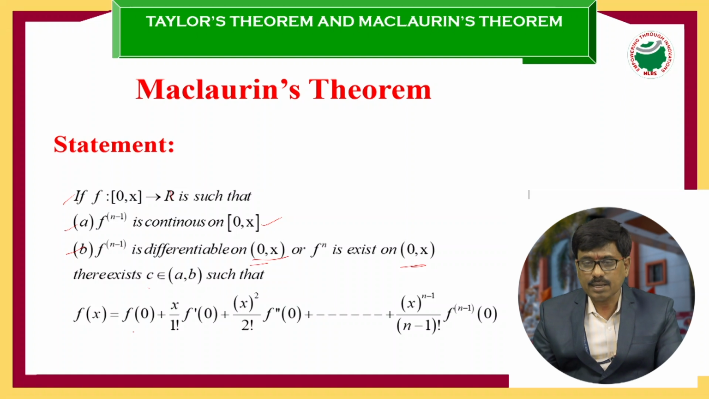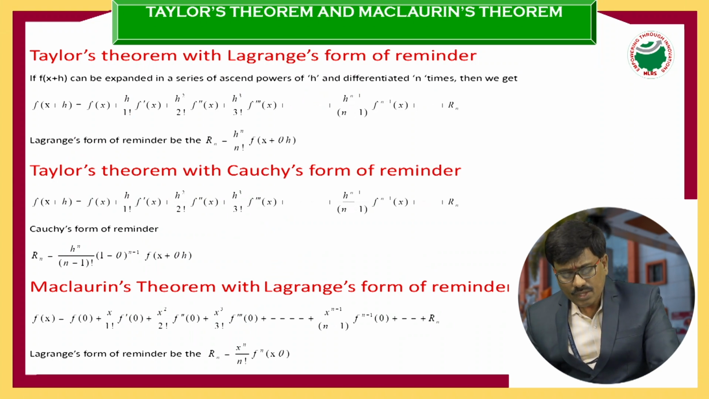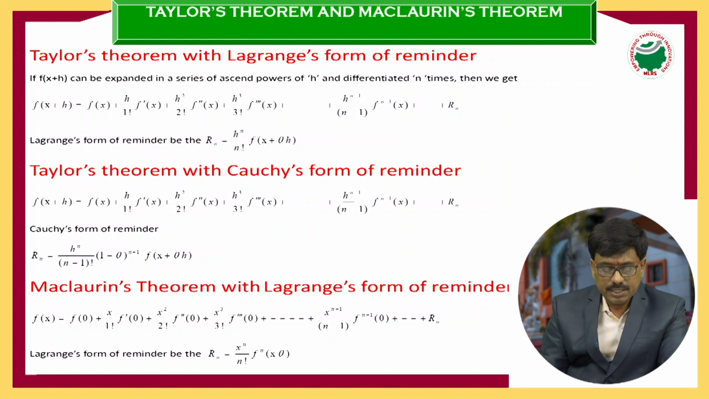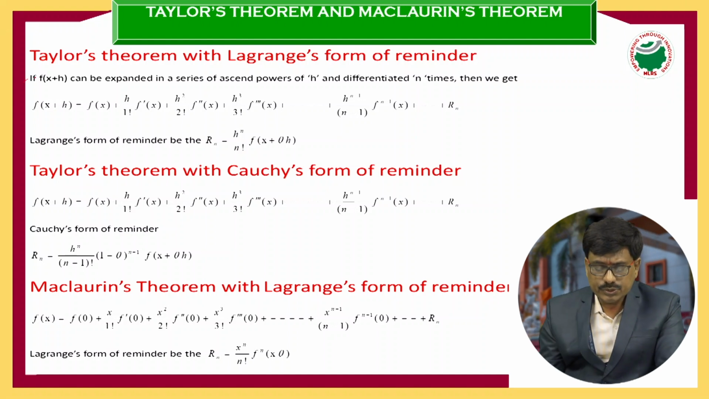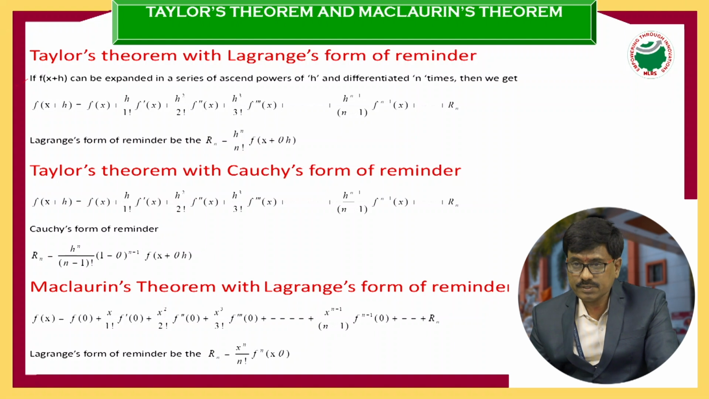Further, I am going to give one series. For that series, how do we establish the existence of the Taylor's theorem and the Maclaurin series? Let us go with the remainders. First, Taylor's theorem with Lagrange's form of the remainder.